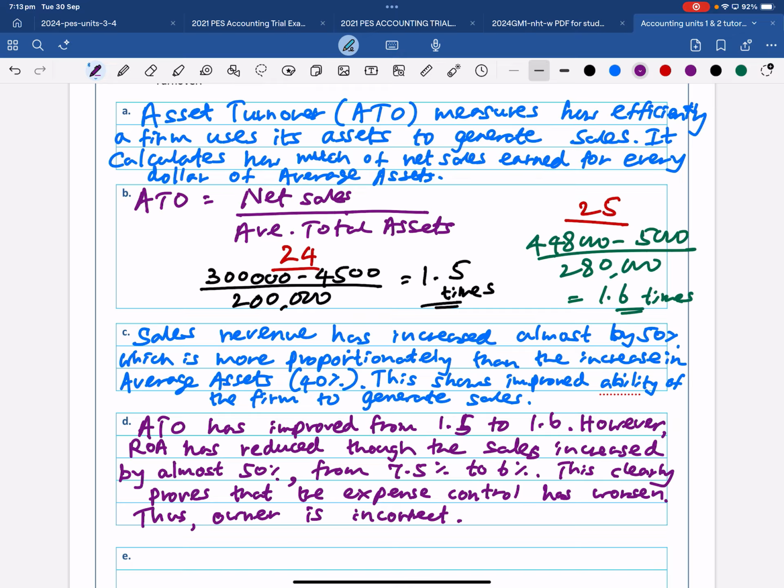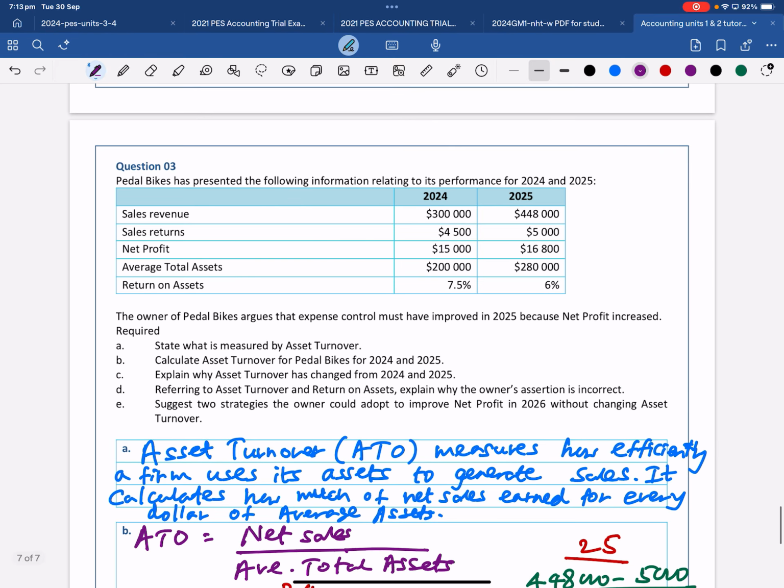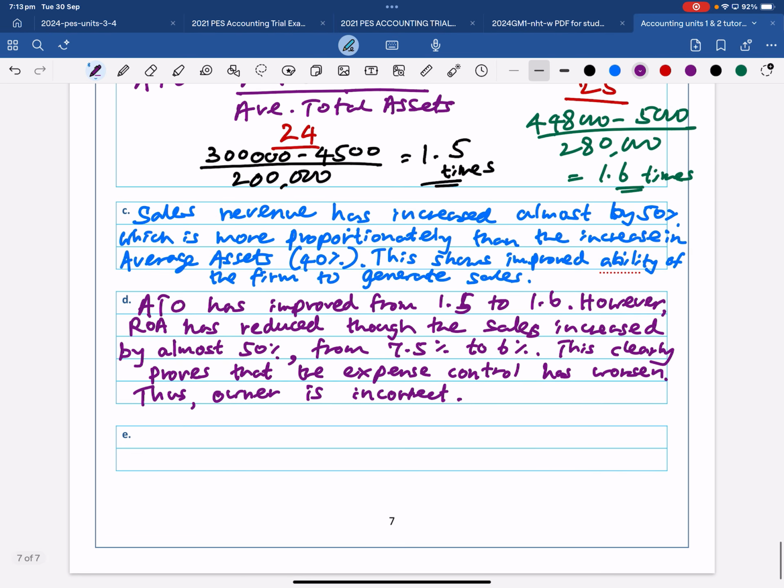Which expenses? Cost of sales. Two strategies. Cost of sales: a cheaper supplier without compromising the quality. What else? Rent, electricity. Oh wait, that's an asset. You could say decrease advertising. Actually, no, because that could lead to more sales. You can't touch something which is affecting the sales.